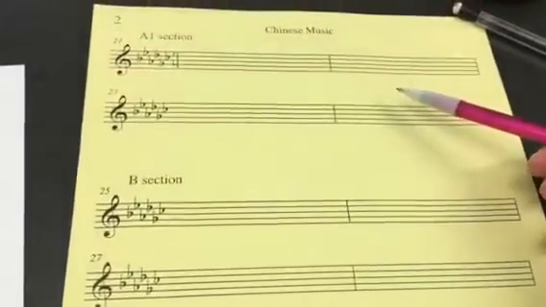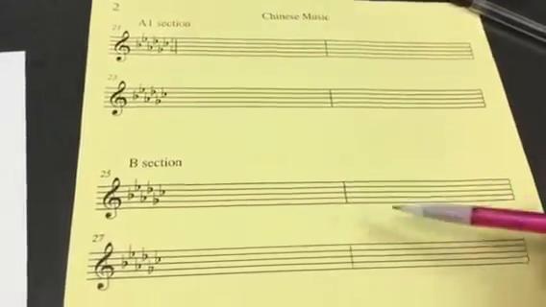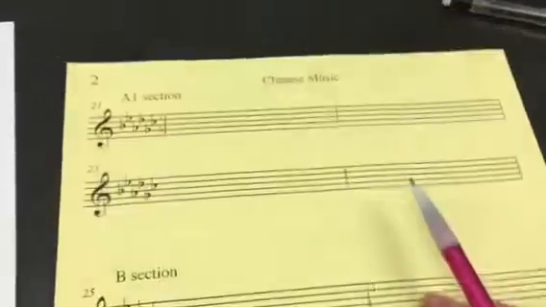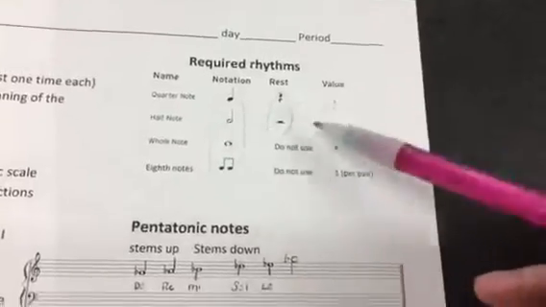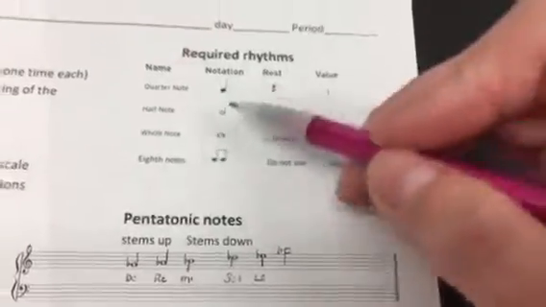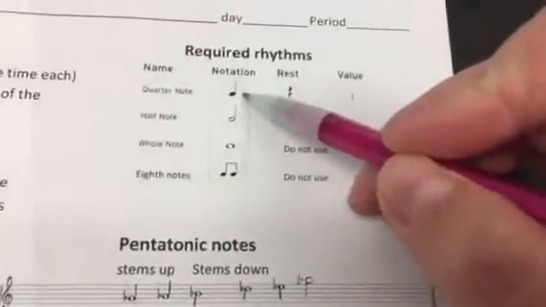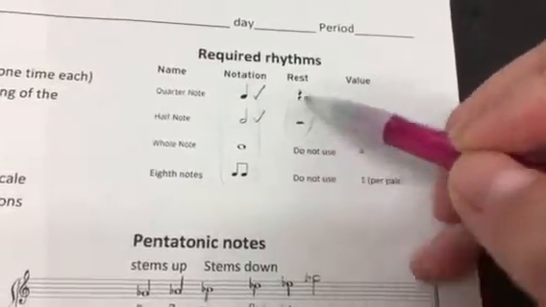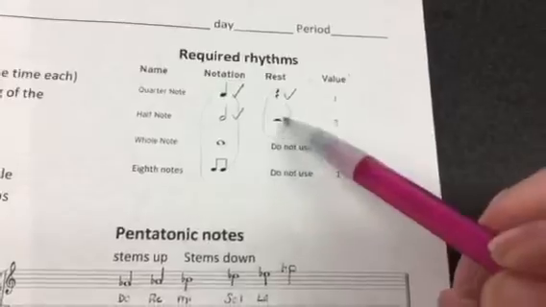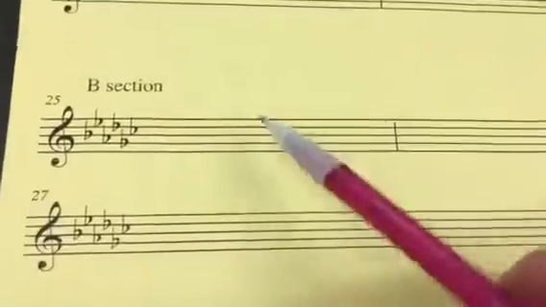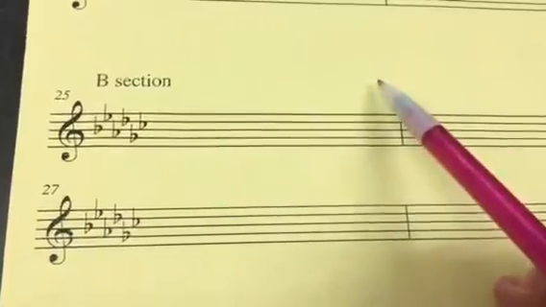Okay. If you happen to get your A section done and you want to move to your B section, make sure whatever you have used up here, you check it off over here so that you know what you still need to use. So let's say I used quarter notes and half notes and a quarter rest, but I still haven't used a whole note, 1/8 notes, or a half rest. In your B section, you need to make sure you use those rhythms.